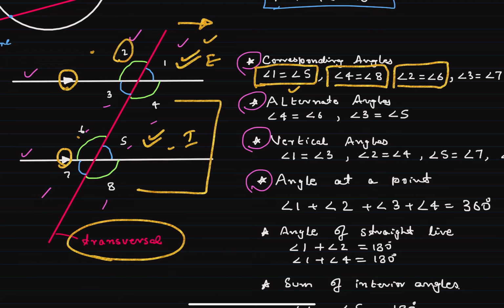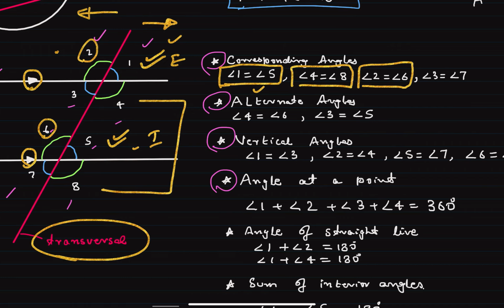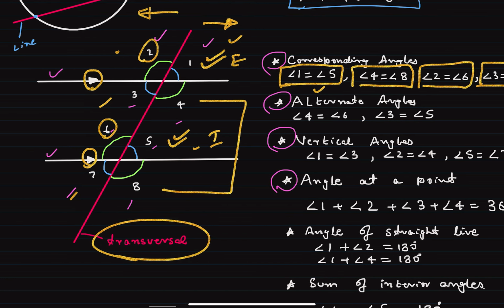Because one is exterior and one is interior on the same side of the transversal. And angle 3 is equal to angle 7. They're also corresponding angles. And alternate angles: angle 4 is alternate to angle 6, right? And they are equal because the lines are parallel.